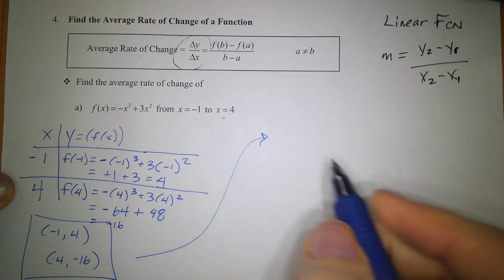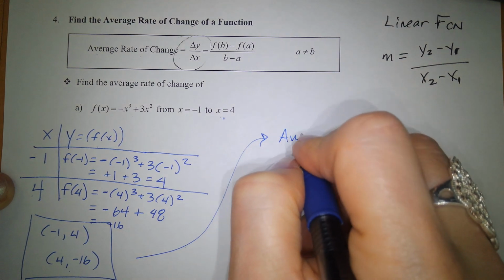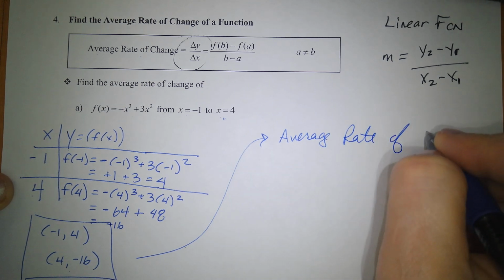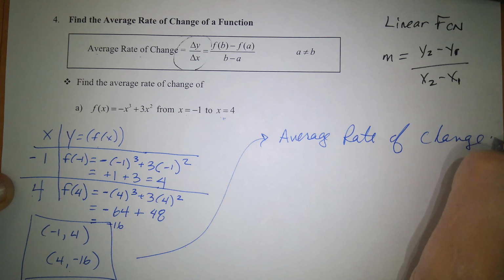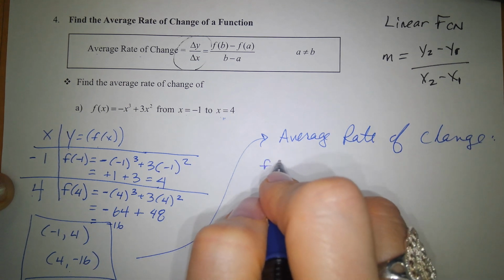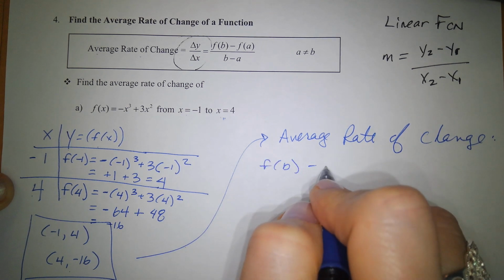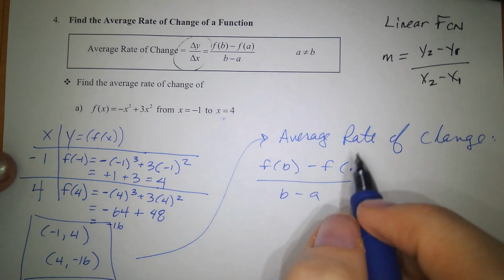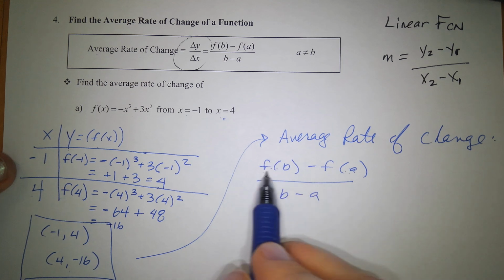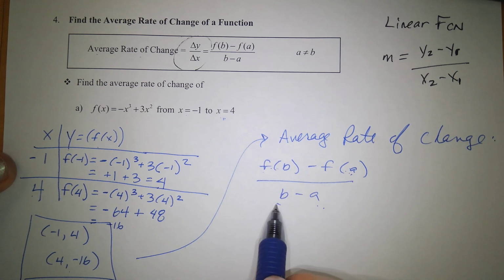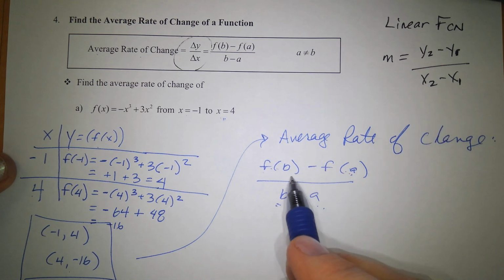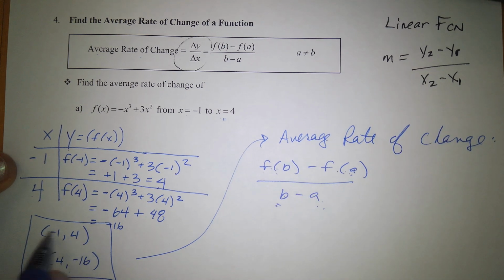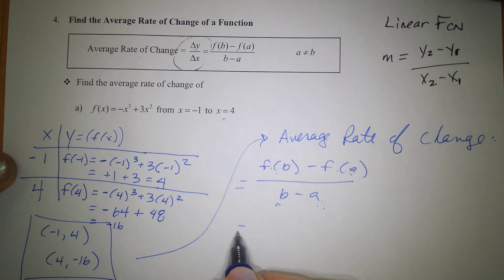So over here, to find the average rate of change, I find f of b minus f of a over b minus a. In other words, the change in the y values over the change in the x values. It's the same thing as slope, but we call it functions instead of singular points. So we take this information and we plug it into the formula.